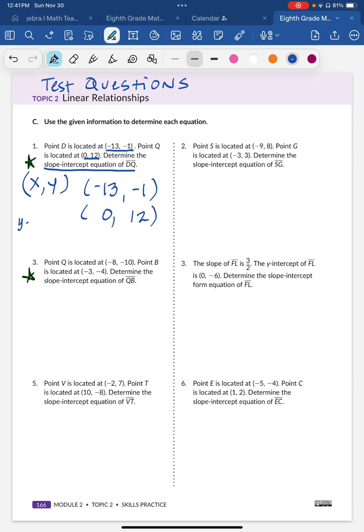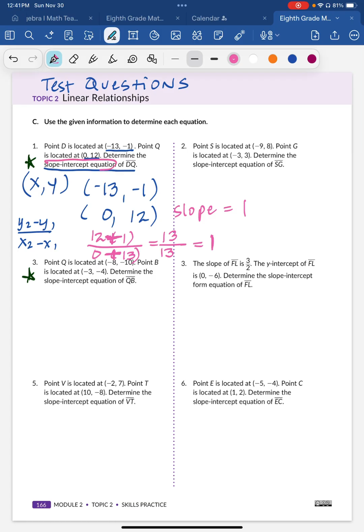So let's do the slope, y2 minus y1 over x2 minus x1. So 12 minus a -1, over 0 minus a -13. I'll do this on Desmos in just a second, but let's do it by hand first. So when we have these two negatives, they're going to make a positive. So that would be 13. And these two would make a positive. And 13 over 13, or 13 divided by 13, is 1. So our slope would be equal to 1.